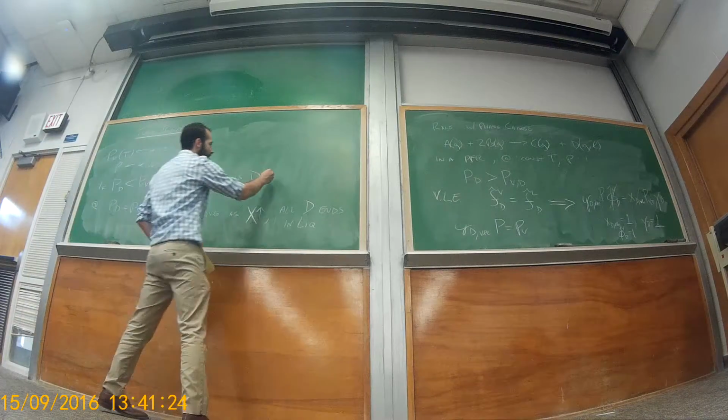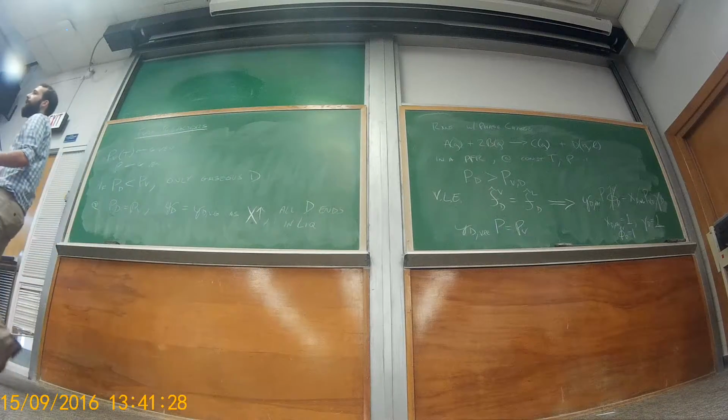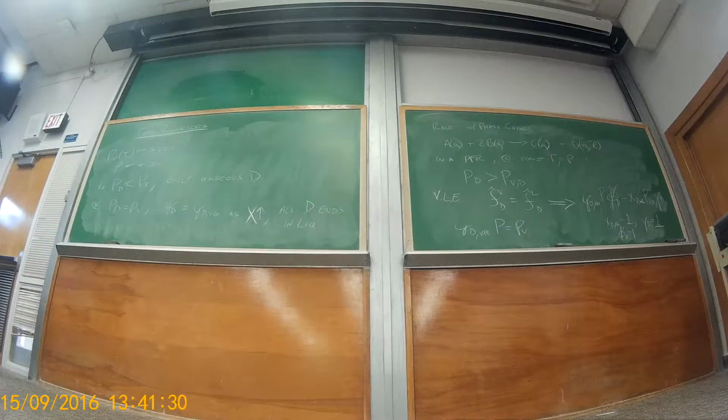And so here, as the conversion increases, right, we keep increasing the partial pressure of D. So you're increasing the partial pressure of D until you get to equilibrium, at which point you can no longer increase the partial pressure of D, because all the extra D you put into the system now goes into the liquid phase.